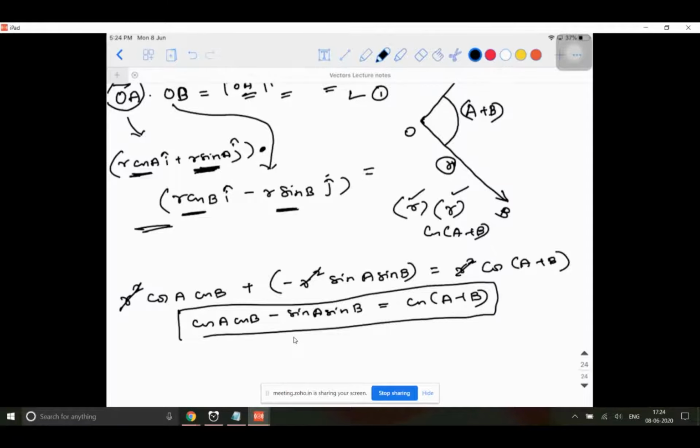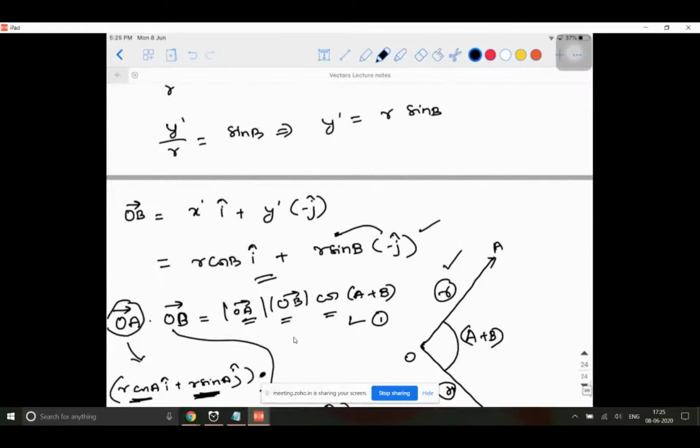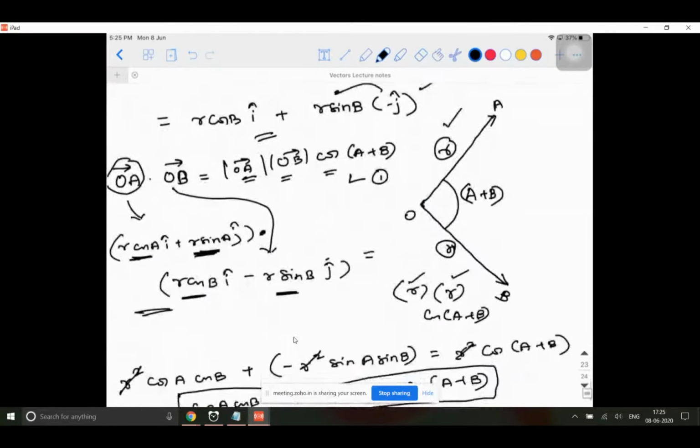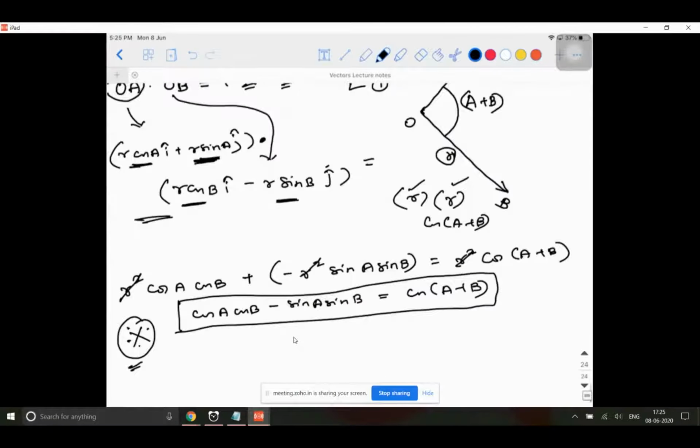So this is how you can relate vectors to mathematics. This concept that I have done is very important for you to understand a few other concepts in future topics. You need to know all these things. At that time, I will not sit and explain why it is r cos b and r sin b. I'll directly write it.